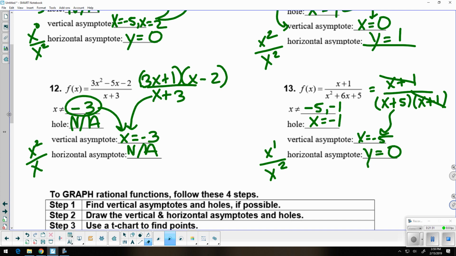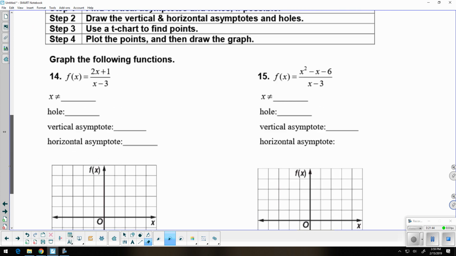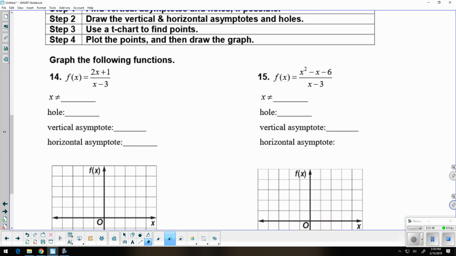All right, so there's all the steps for you right here. Find the vertical asymptote and holes if possible, draw them, use a t-chart to find points, and then plot the points and draw the graph. Here's the steps. So let's go through it one more time, doing the same exact steps, but we're also going to be graphing it now too.